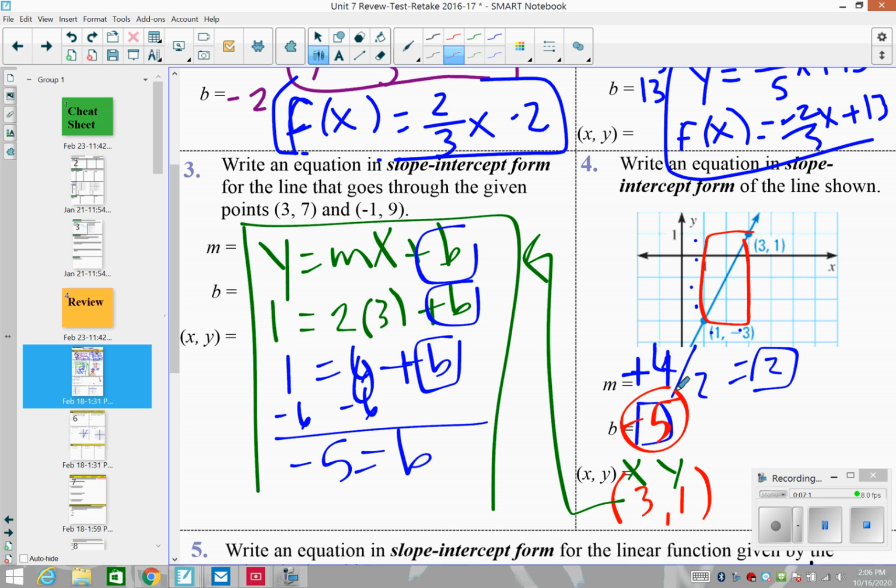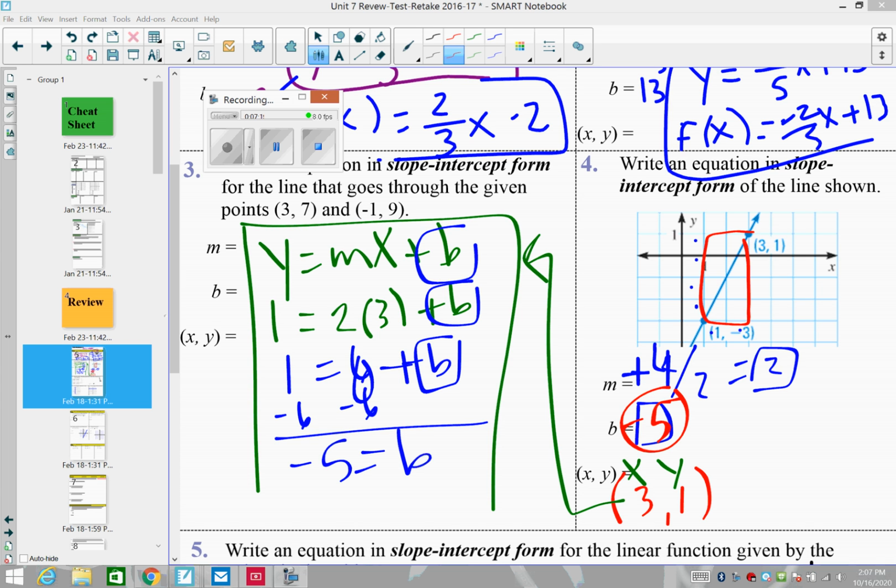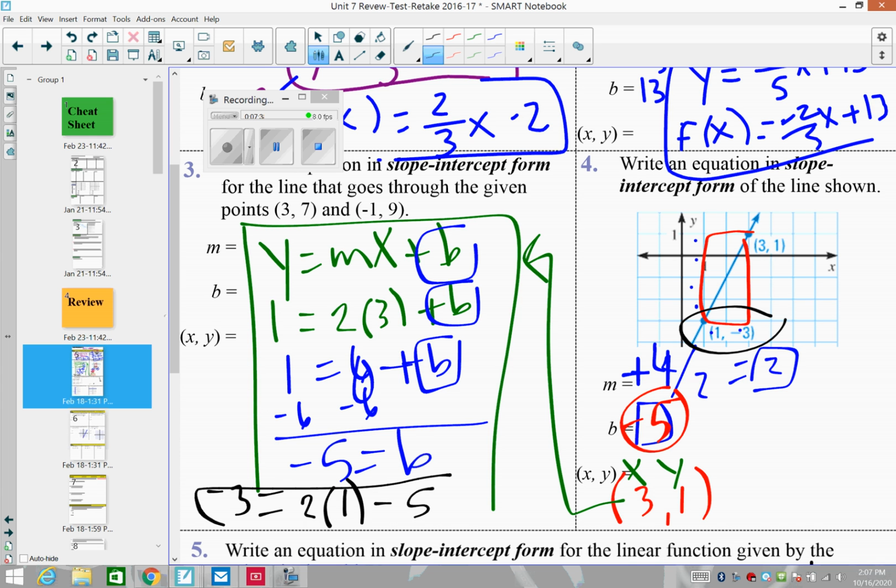Now you can confirm that with the other data point as well. You definitely can confirm that. So you could plug in this data point and confirm. So I'm going to do that. So is it true that negative 3 is equal to, my slope was 2, times, what's the x? 1 minus 5. Is that a true statement when I use the other data point that was given of 1 for x, negative 3 for y? Is it true that the left side equals the right side? Check. So I know for sure that my y-intercept is correct.